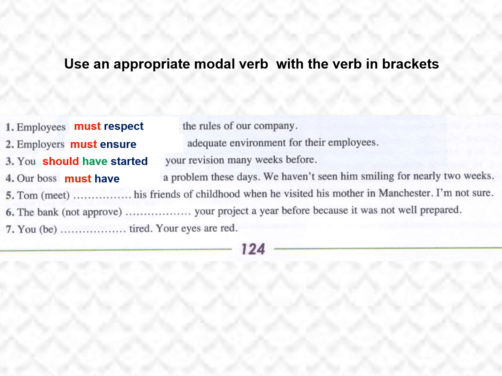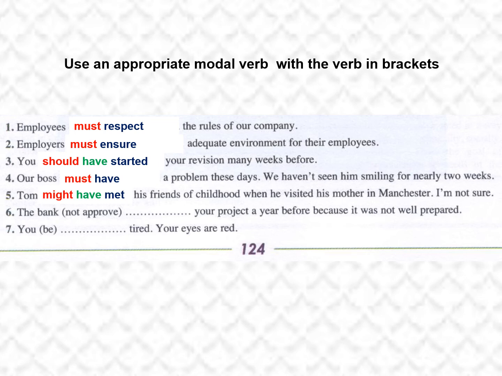Number 5. Tom met his friends of childhood when he visited his mother in Manchester. He visited, meaning that it's past. But I'm not sure. It's a possibility. So might. Tom might have met his friends of childhood when he visited his mother in Manchester.